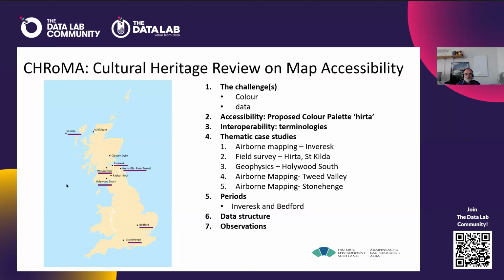So CHRoMA, the Cultural Heritage Review of Map Accessibility. The challenges are we were early adopters of GIS in 1992, and about the same time we bought an A0 plotter to plot out our survey plans. The A0 plotter had 7 colors. They formed the key to our map legend. They've kind of stuck ever since. So they tend to be primary colors, which are obviously not accessible to people with color blindness.